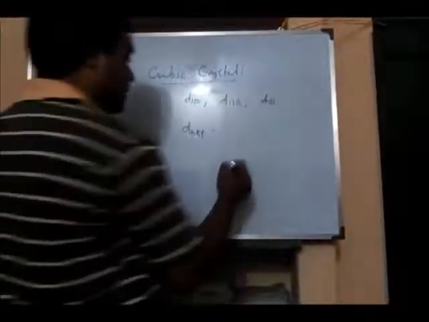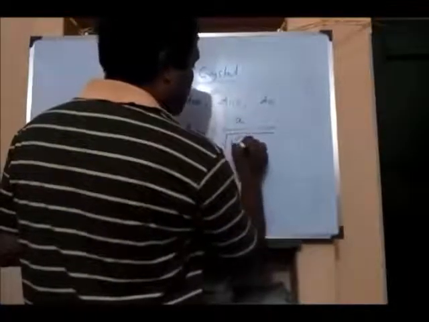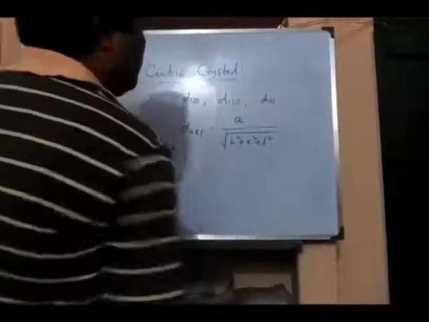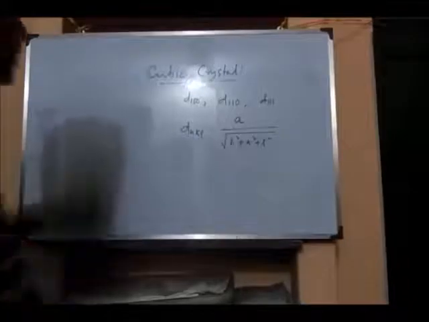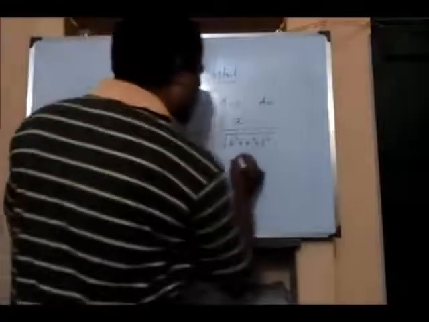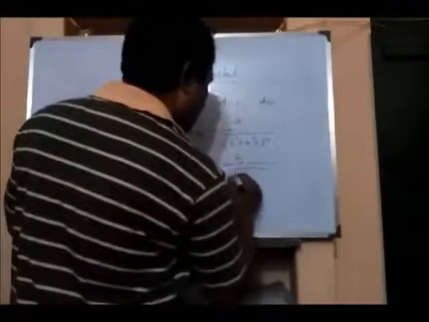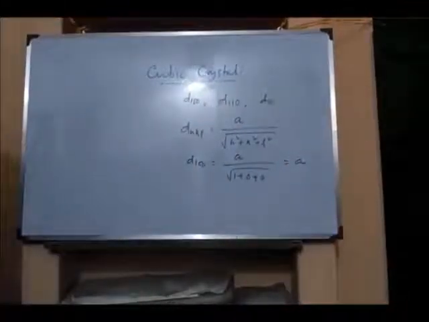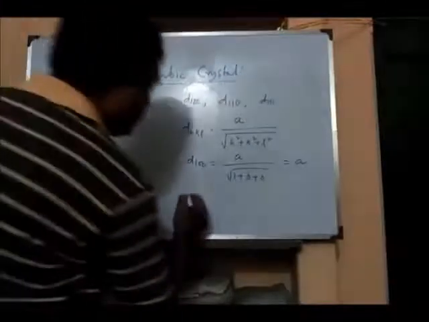So DHKL is equal to A divided by root over H square plus K square plus L square, right? Now you can put in values for D100. So D100 will be A divided by root over 1 plus 0 plus 0, so this will be just A.